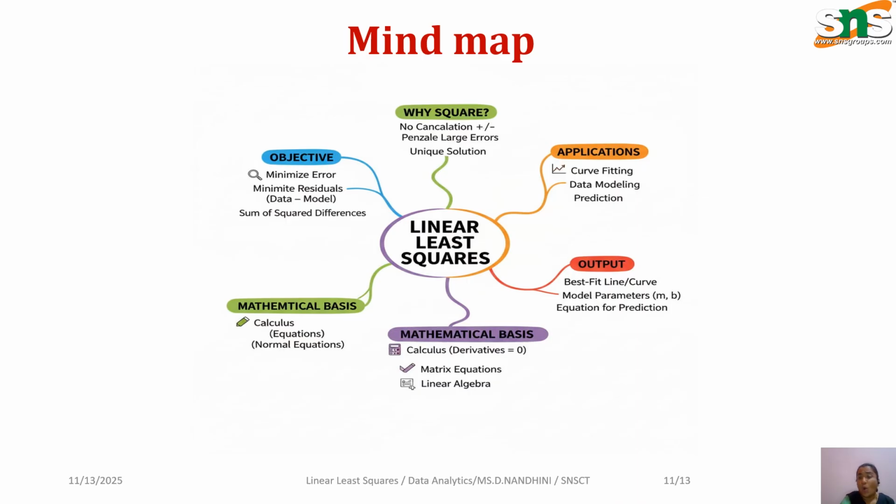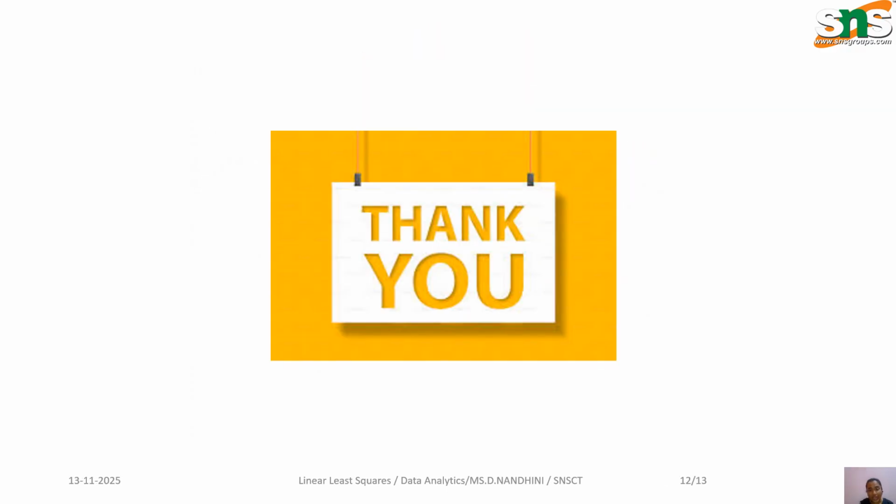Next is an overall mind map for this linear least square method. What are the squares? What are the applications? How has this mathematical bias been treated? So what is the output we get from this? These are the steps we have found here.